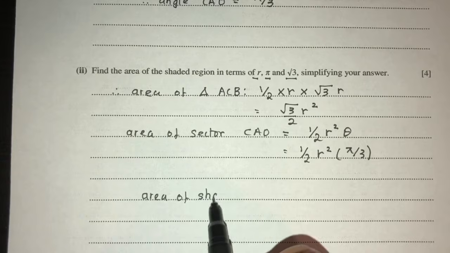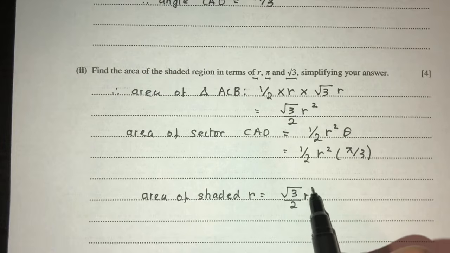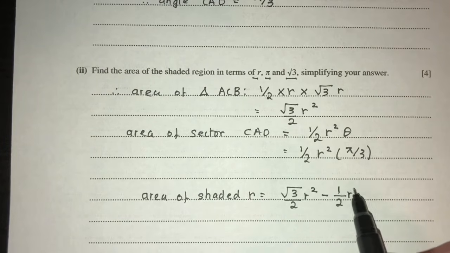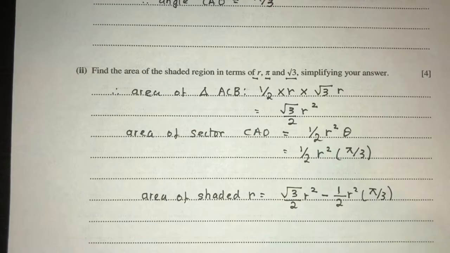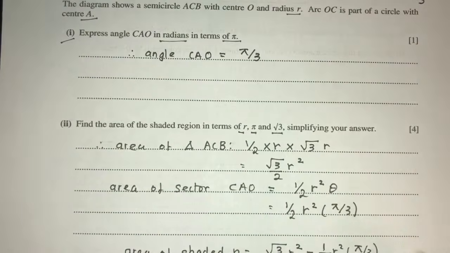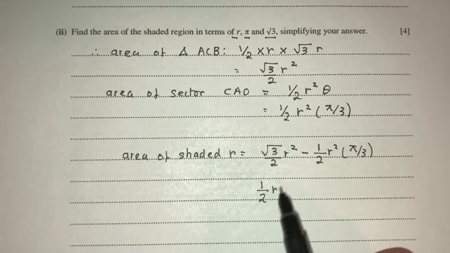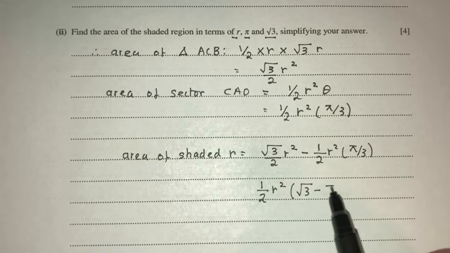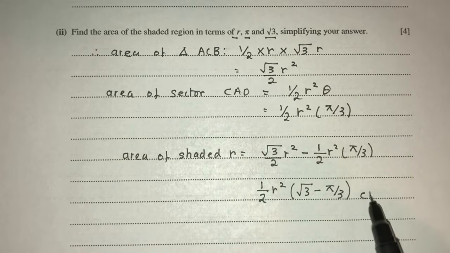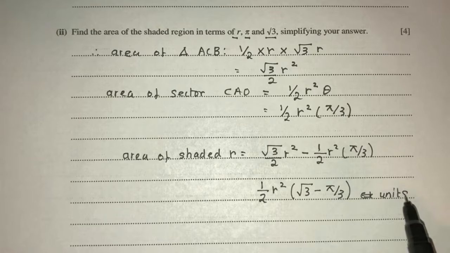Area of shaded region will be first one minus half. So let's factorize. So this can be your answer, but we have to simplify it, right? So we can take out half and R square outside. You will have root 3 minus pi by 3. That will be centimeter. I think it is units. We don't know what is the value. So units square. That will be the shaded area. And that is for question number 4.